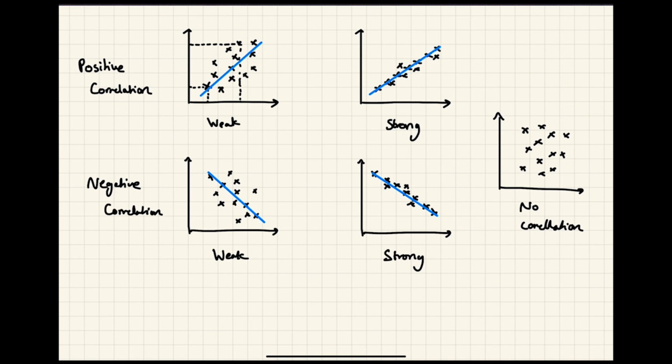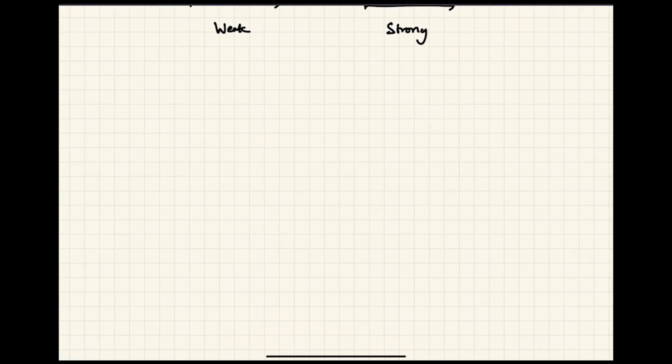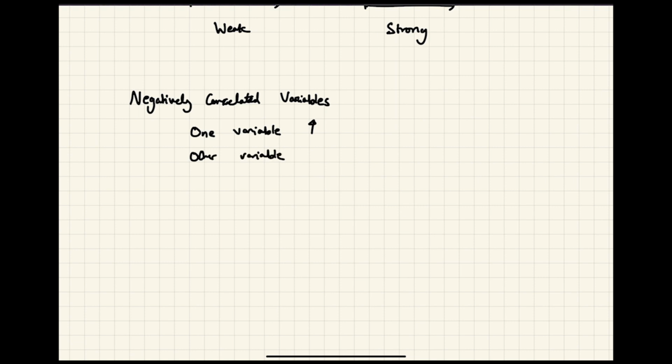So in your exam you'd be expected to identify the different kinds of correlation that you may have between different variables. So what you say is, for negatively correlated variables, if you want just like a nice phrase, what happens is as one variable increases, the other will decrease. So one variable goes up, the other variable goes down. That's what it means to be negatively correlated.